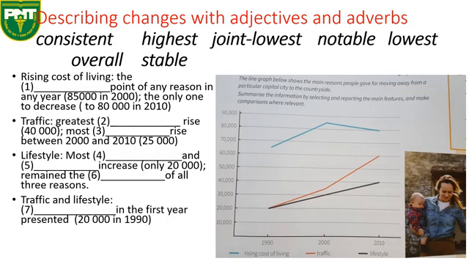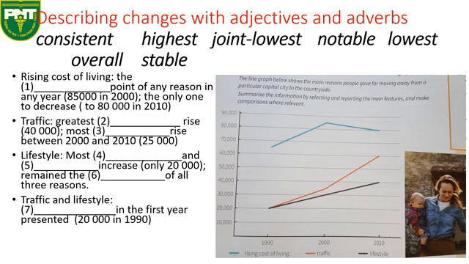Now, please complete this exercise within 7 minutes. Describe changes with adjectives and adverbs. A line graph here with 3 categories: rising cost of living, the traffic, and lifestyle. We got here. Now please pause the recording for 7 minutes.